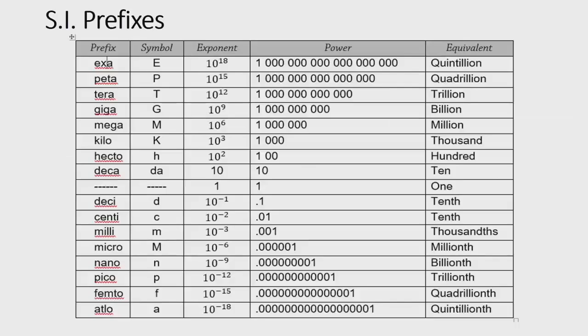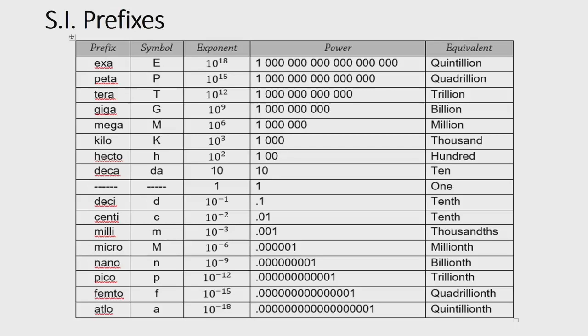Now let's go to SI prefixes. We will also be encountering these as we go along, not only in physics, but in most of the measurements that we have. So we have exa, peta, tera, giga, mega, kilo. Going down to the negative exponents, the measurement is getting smaller and smaller. And from deca up to exa, the measurement is getting larger and larger.